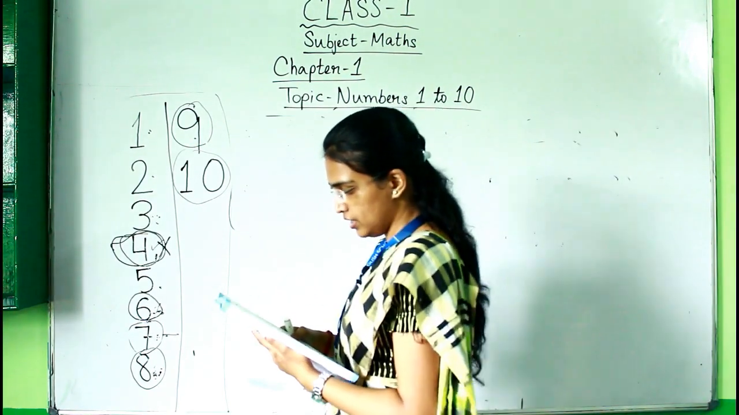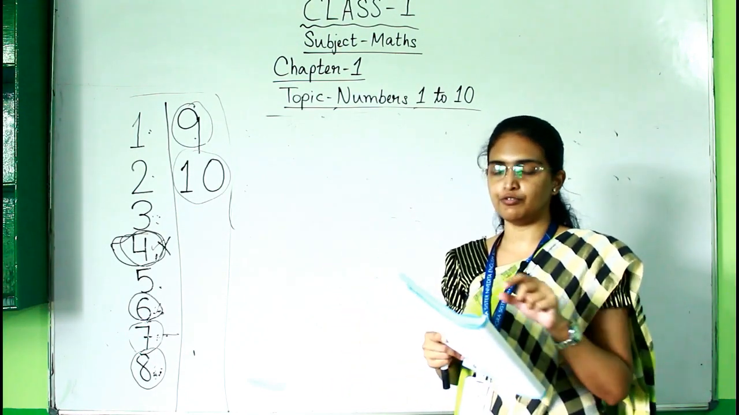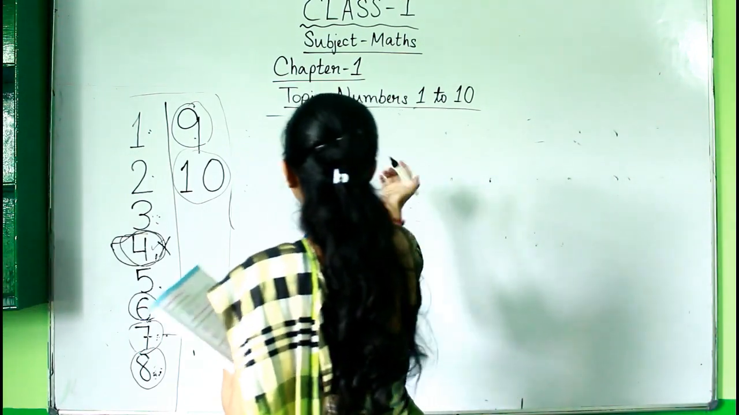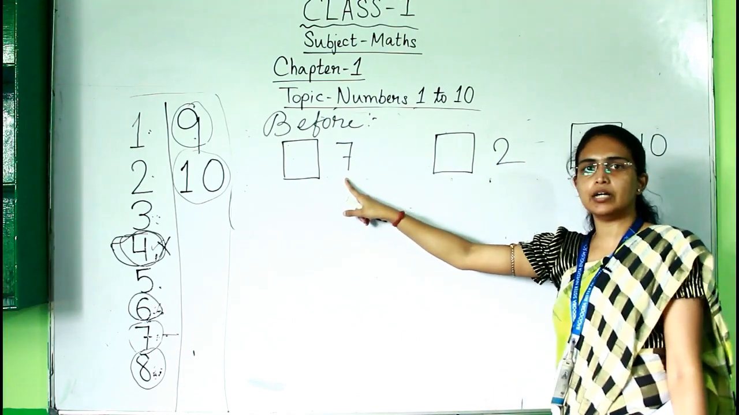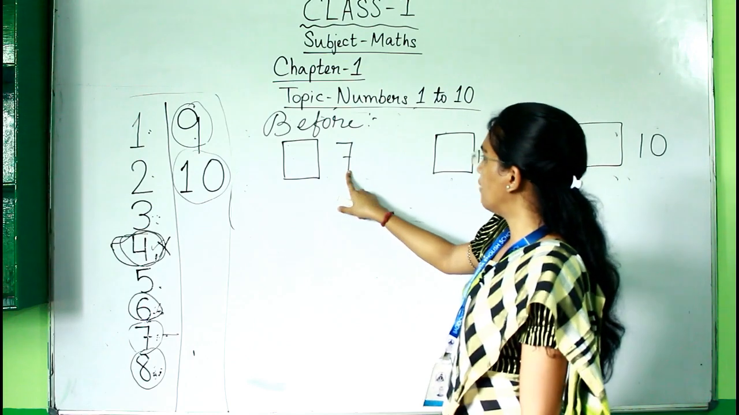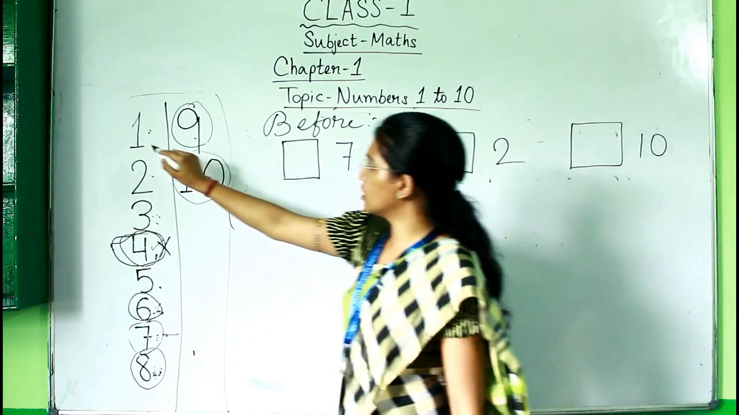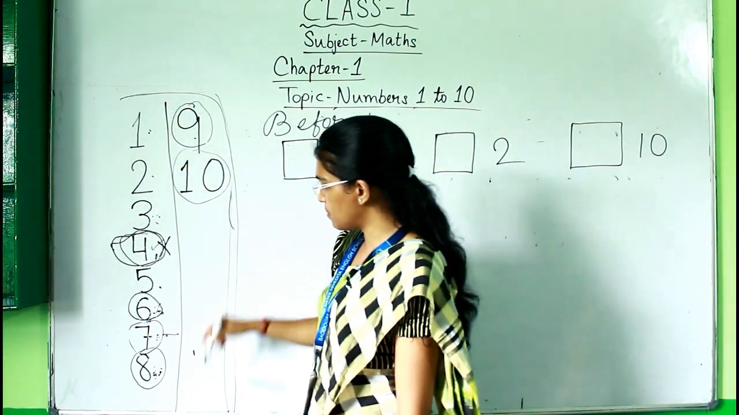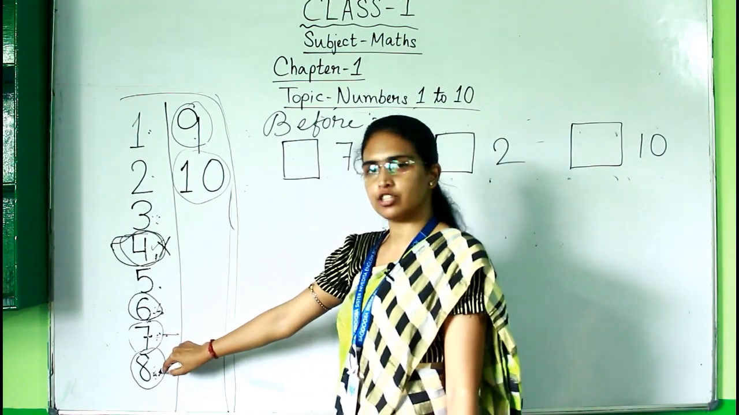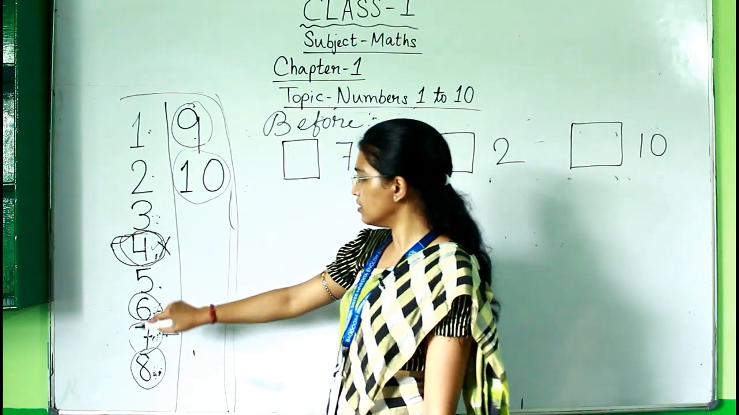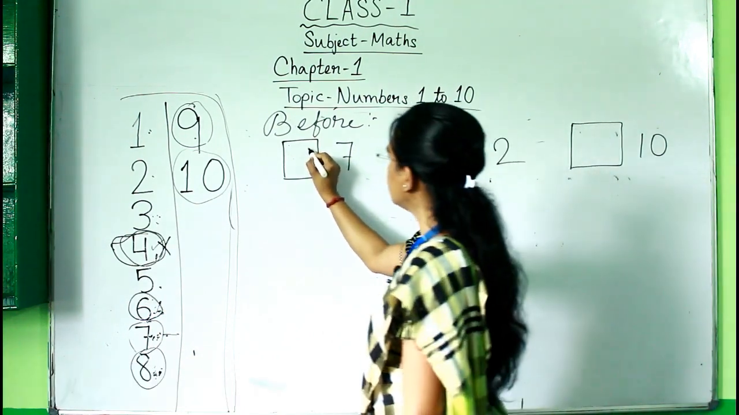First question is, write the number that comes just before each of the given number. First we have to find out the before numbers. Which number is this? This is number 7. So we have to find out the number before 7. Now look at this chart. Where is number 7? This one. So what comes before 7? 8? No. What comes before 7? 6. So you have to write 6.